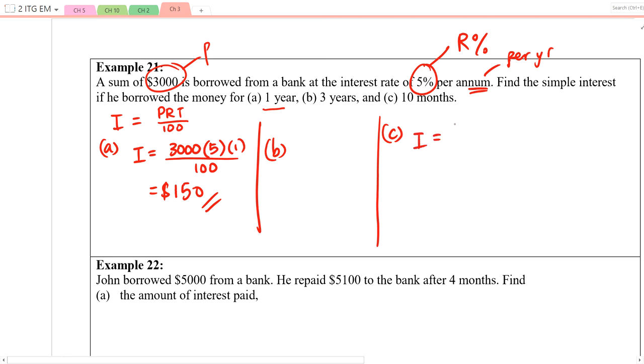I equals to P, which is the same, 3,000. The interest rate is still 5%. Now T, instead of years, they give you 10 months. I require the time, this T over here, to be in terms of years. So converting 10 months to years is not difficult. It is simply 10 over 12, then divide by 100 and get your answer.